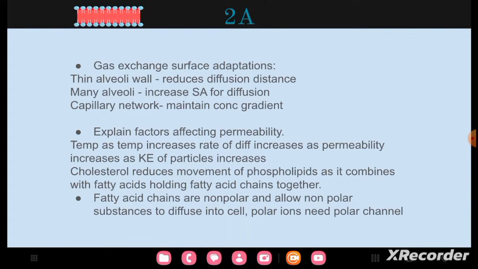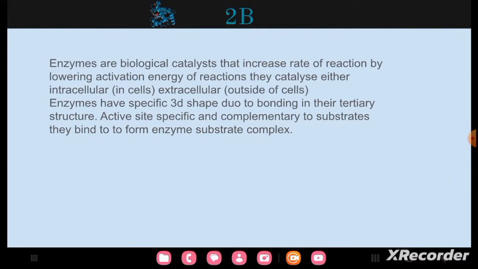Write that. Okay, fatty acid chains are nonpolar and allow nonpolar substances to diffuse into the cell. Polar ions need a polar channel to get into the cell through the cell membrane.